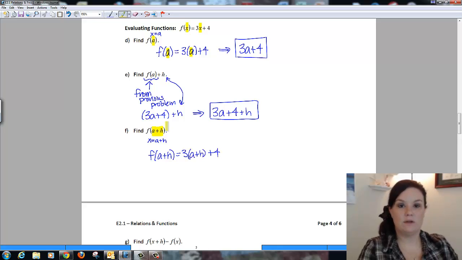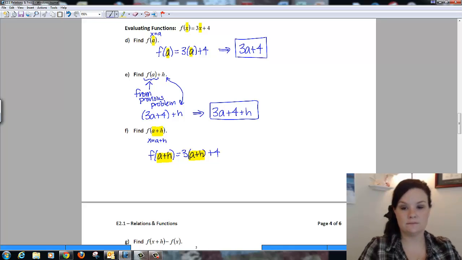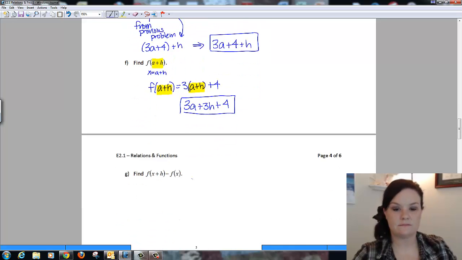So I'm writing my original function. The only difference is I'm putting in a plus h for x because a plus h is what's inside my parentheses as my input. And then I just simplify. When I distribute my 3, that gives me 3a plus 3h plus 4. I'll leave it like that. Okay, let's look at another one.